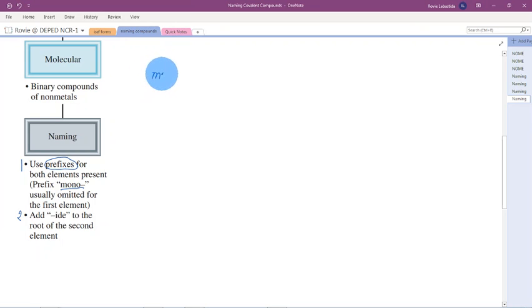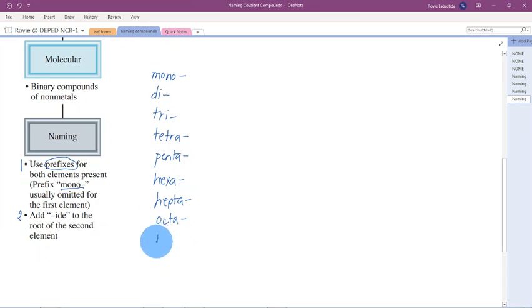For one atom, we will use mono. For 2, di. For 3, tri. For 4, tetra. For 5, penta. For 6, hexa. For 7, hepta. Then for 8, octa. For 9, nona. Then for 10, deca. There you go. Let's have some examples. Remember, these prefixes will indicate the number of atoms of the element in the compound.